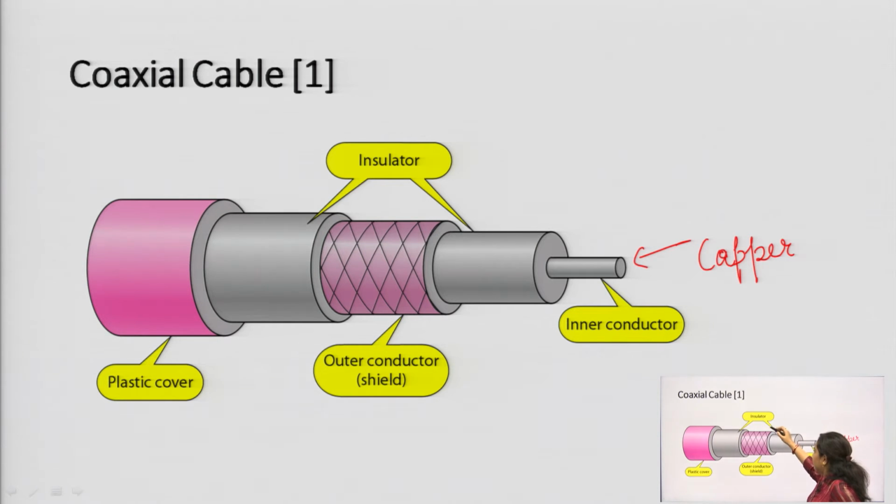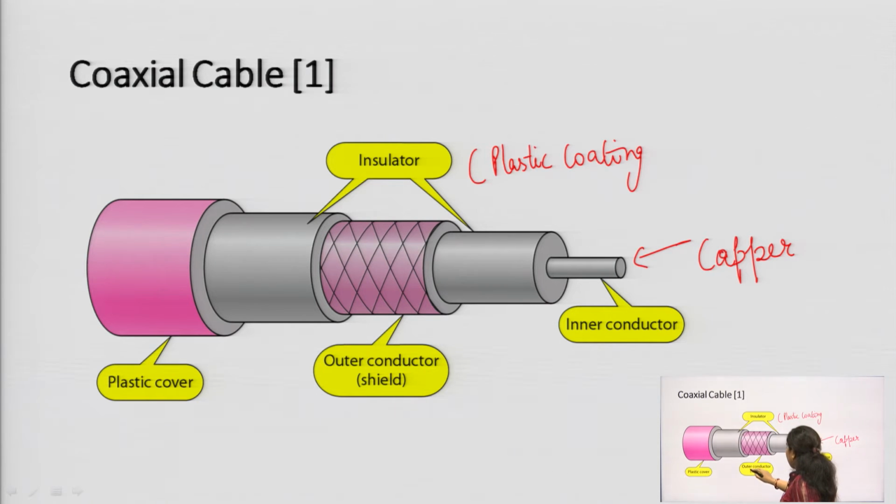Then it is covered with an insulator, basically a plastic coating will be used, plastic coating or plastic cover. Then an outer conductor will be there, that will be a braided conductor. It is made up of metal only, braided, you can see due to its mesh structure.